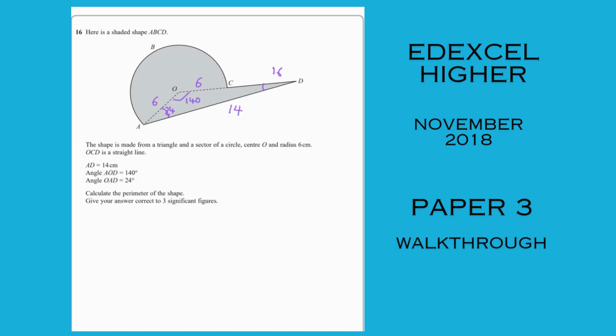So once you've got that bit of information, it's a case of how do you work out the perimeter of the shape? Well, the perimeter of the shape is going to be the length of this arc.